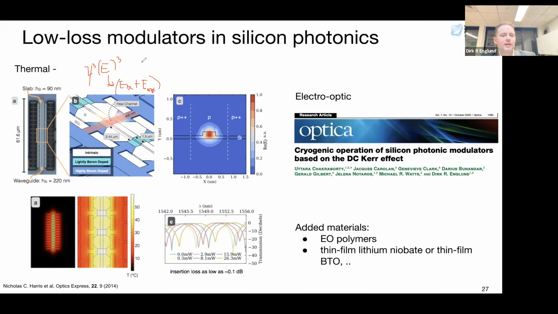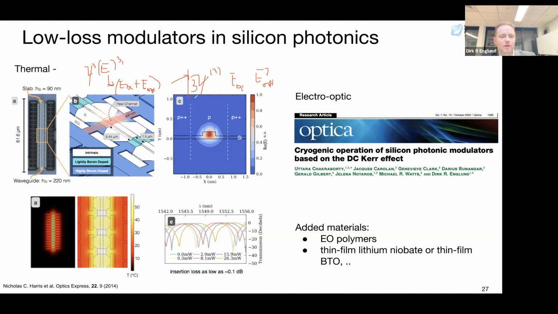Now, if you expand out this third power, to first order you will get a term that goes as chi3 times 3 times E_DC times E_optical squared.